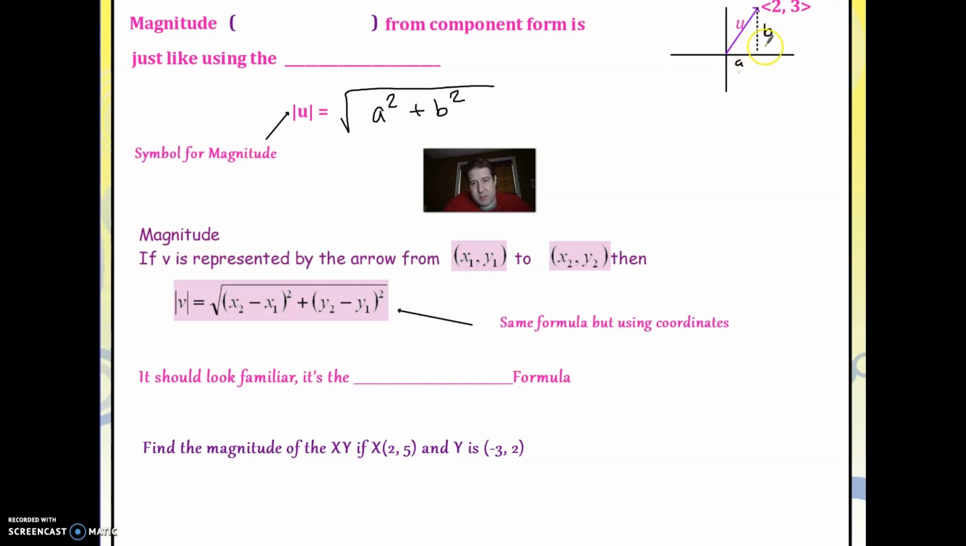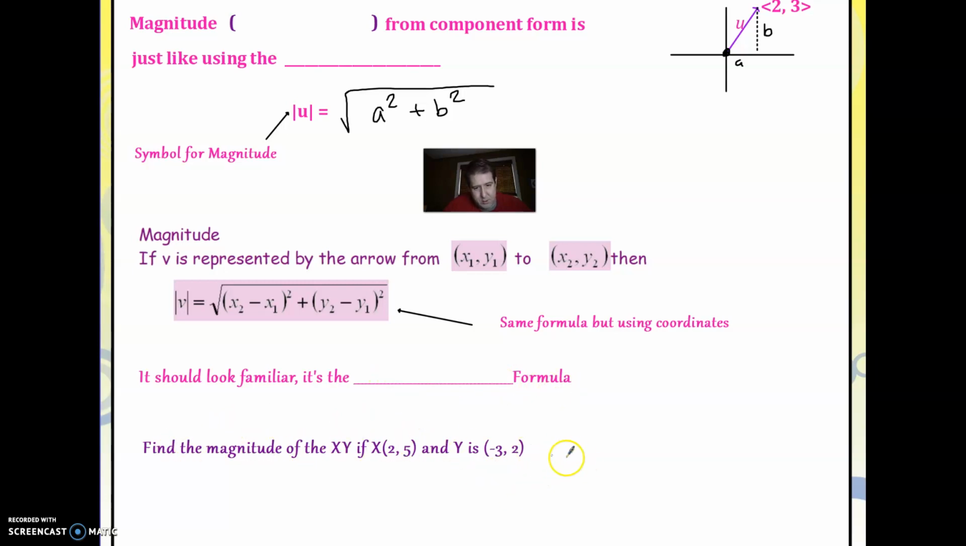So if I know this is 2 and I know this is 3, I can plug those numbers in and solve for it. Well, what if I'm given 2 different points? What if it's not in standard notation? If it's not in standard notation, because you don't have to have it at the origin, then you need some other way of doing it. And this is basically the same as the distance formula. And the distance formula is just the distance of the hypotenuse.